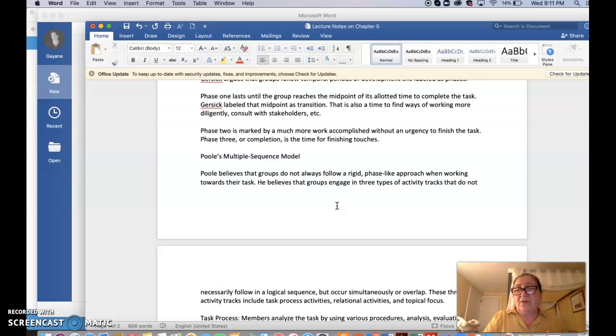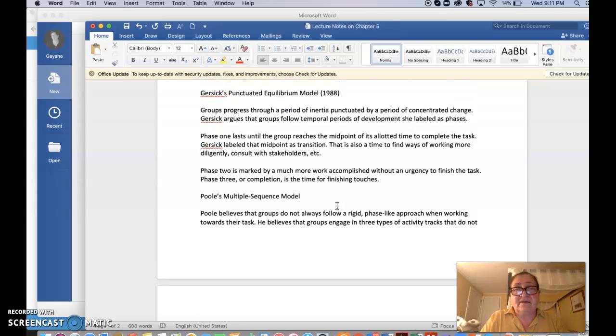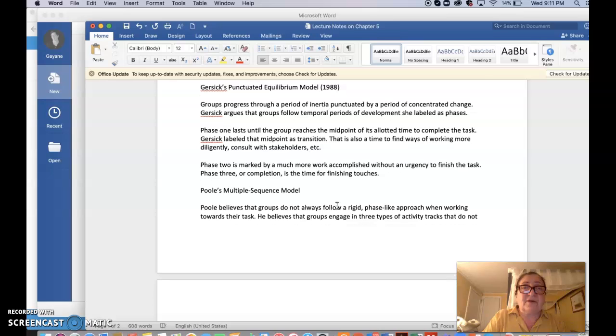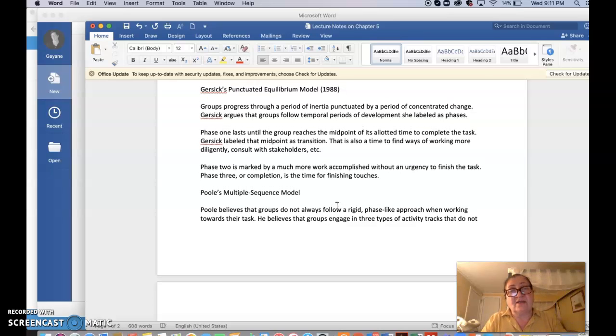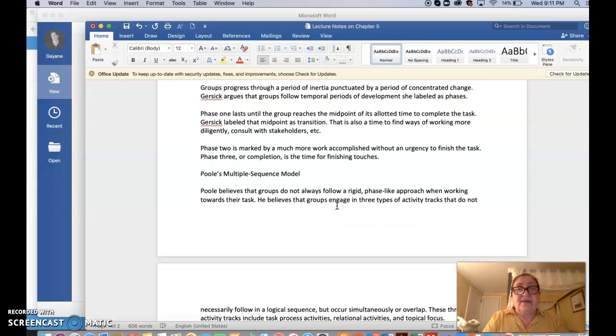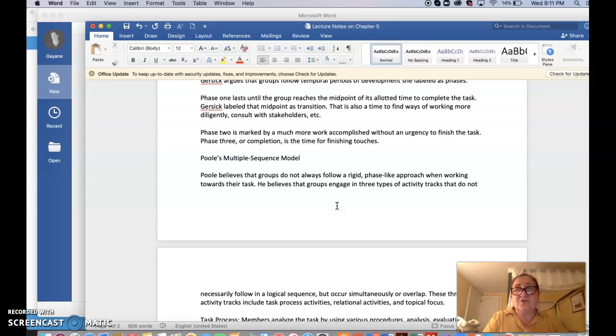A good example, your semester is divided into midterms. The semester has a midterm, and so that's the midpoint. So I think the academic system is following Gersick's punctuated equilibrium model, in the sense that it allows you to get acquainted with the class, and then the midpoint is the checkpoint, and it transitions into the final effort.